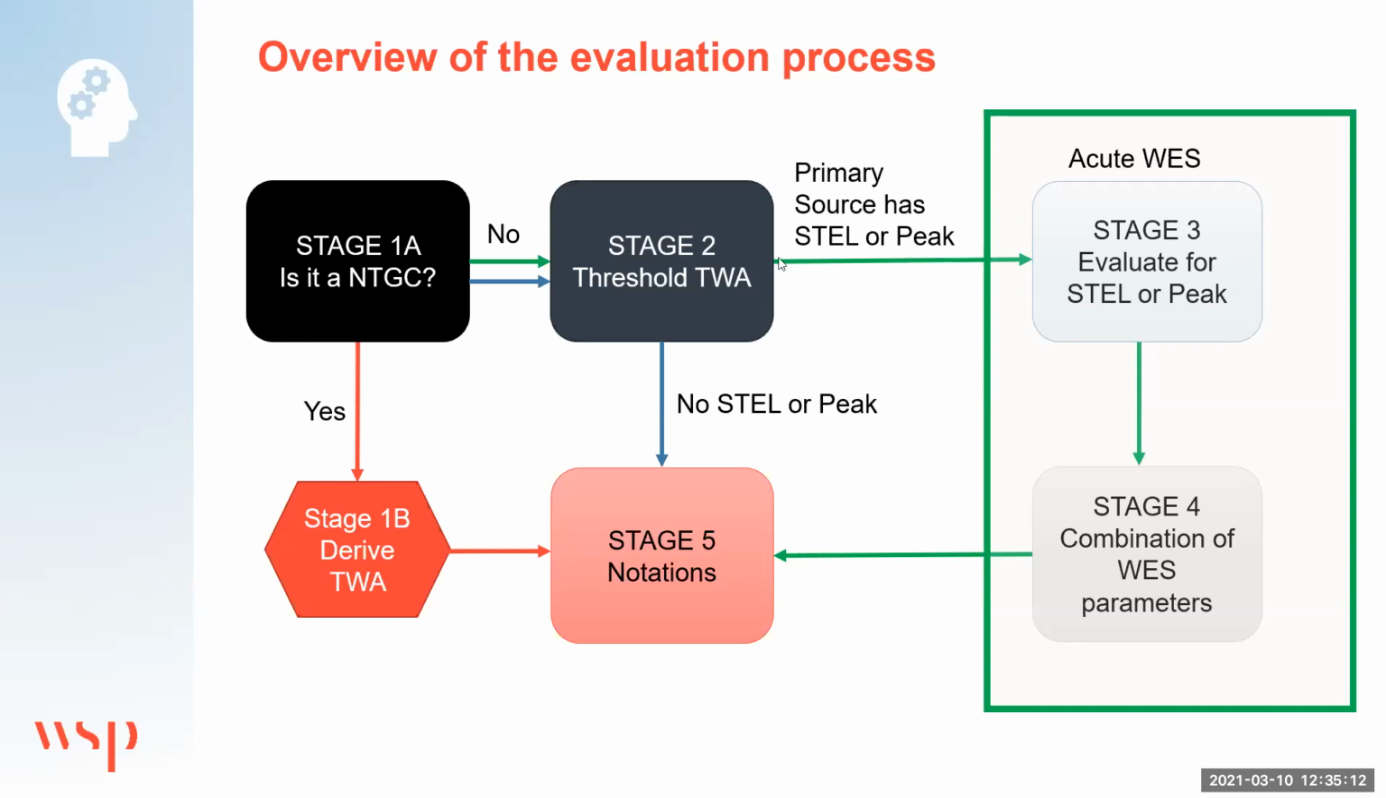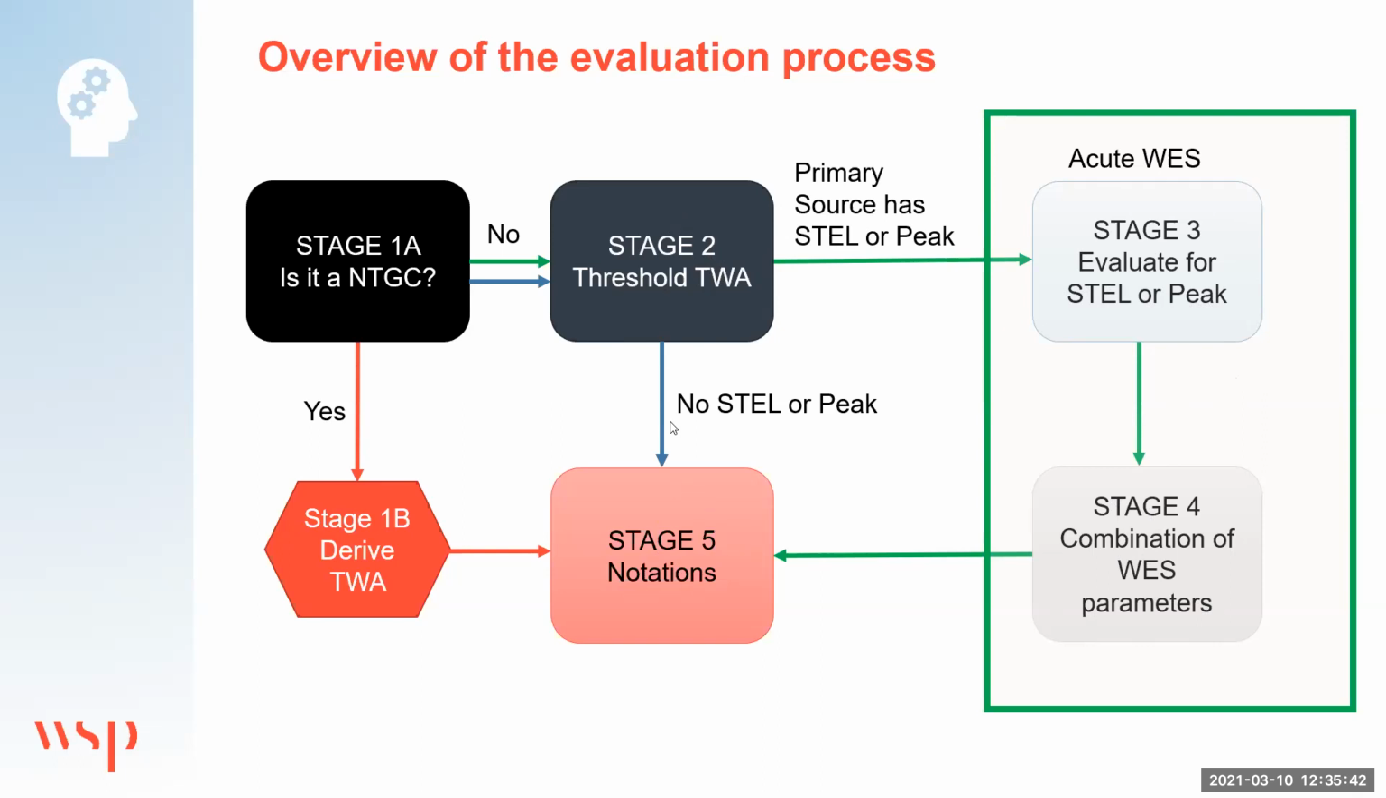If the primary sources didn't have a STEL or peak that's included in Safe Work Australia, we went straight to stage 5, but I'll discuss that a bit further later. So across here is stage 3, evaluating for acute or short-term, as mentioned. And then say we came up with a TWA and a peak. We had to decide on what combinations were best. So that was stage 4. Then after stage 4, back across to stage 5.